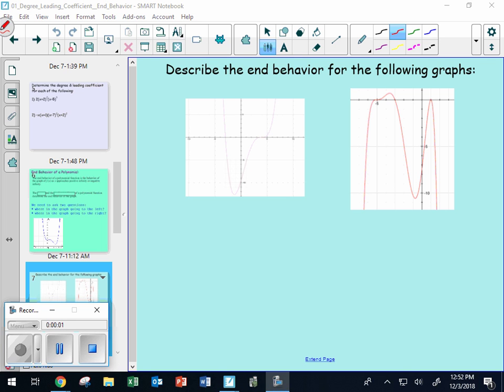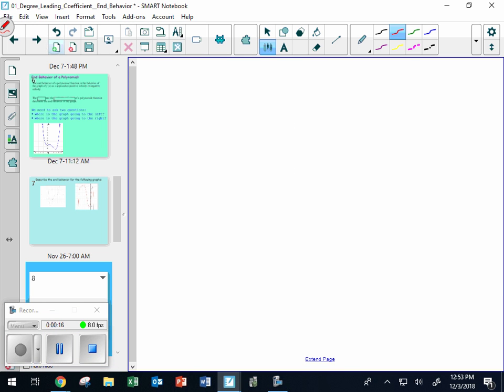Today we are continuing with our new unit, which is higher degree polynomials. And last week, we started looking at leading coefficients and degrees, correct?